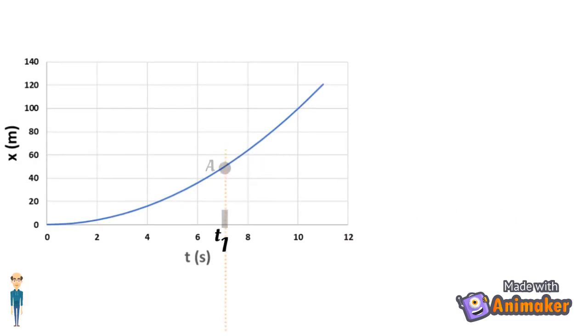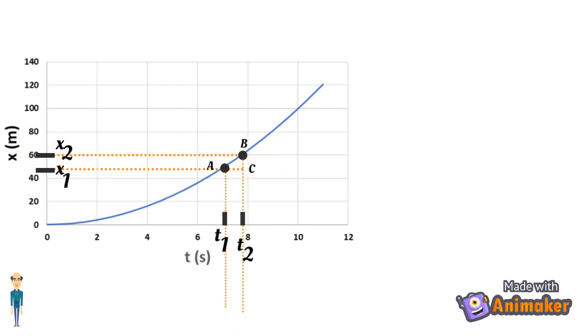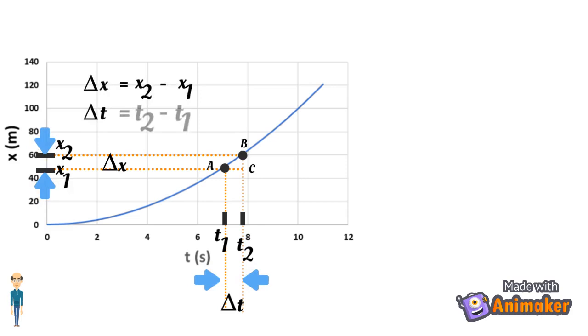Suppose at time t1, the position of the object is at x1, and at time t2, the position of the object is at x2. So over this time interval, we have delta x equal to x2 minus x1 and delta t equal to t2 minus t1. If we want to find the instantaneous velocity at t equal to t1, we need to squeeze delta t to so small that it is very close to 0, and t1 and t2 are almost the same.